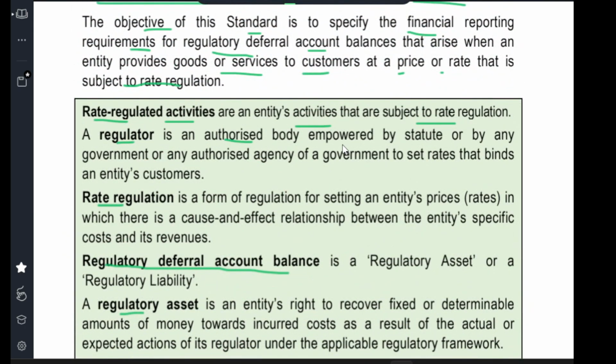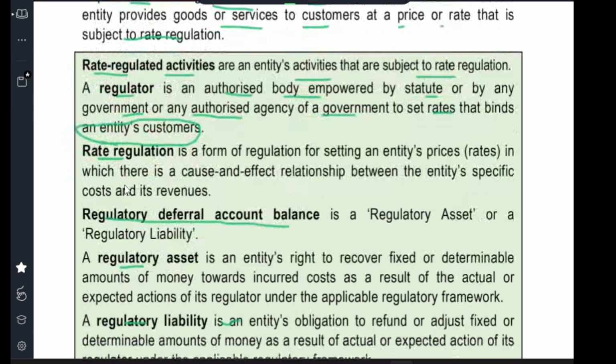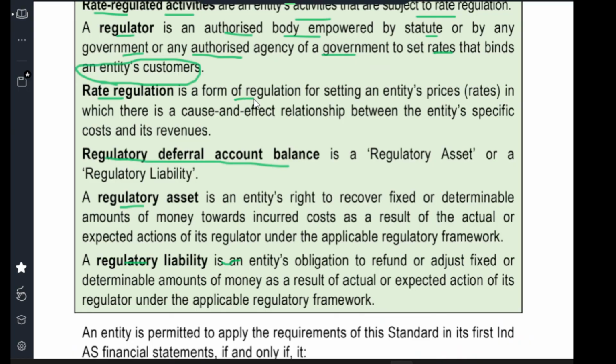Regulator: an authority or body empowered by statute, that is the government, or by any other authorized agency of a government, to set the rates that bind the entity's customers. So the regulator can be an authorized body, the government, or any agency approved by the government. Rate regulation is a form of regulation for setting an entity's price, in which there is a cause and effect relationship between the entity's specific costs and its revenues. So they can't sell for more than the price set in this regulation.